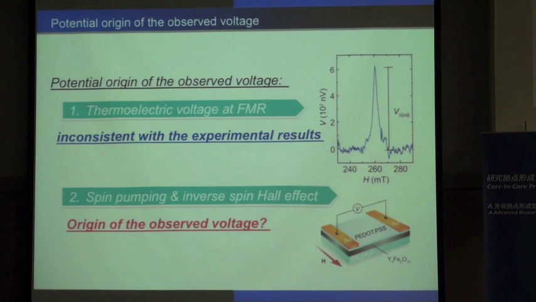I have shown that the thermoelectric effects cannot explain the experimental results. So now the only possibility that can explain the present result is the spin pumping and inverse spin Hall effect in this conducting polymer and magnetic insulator junction.